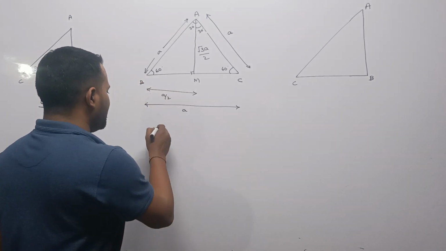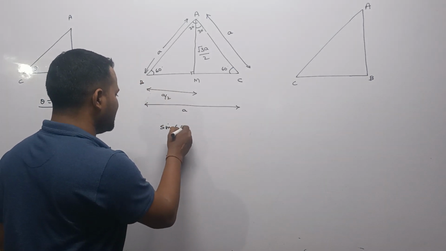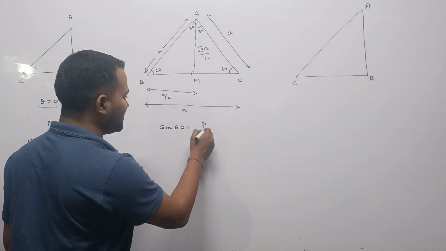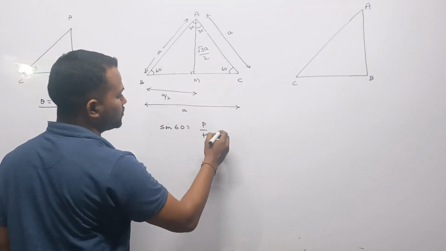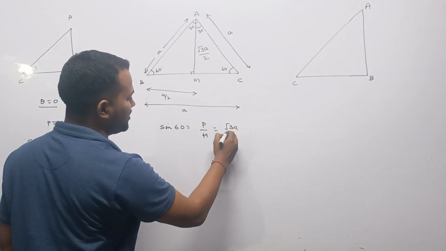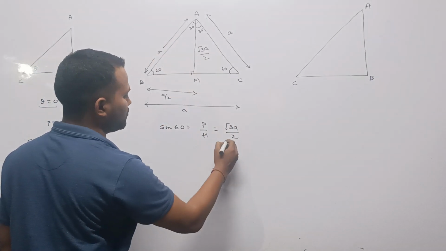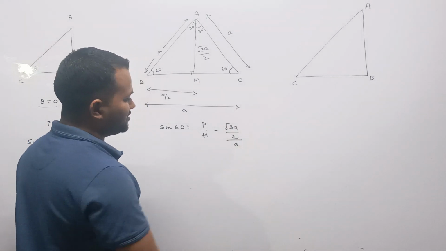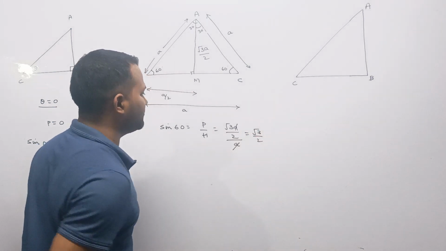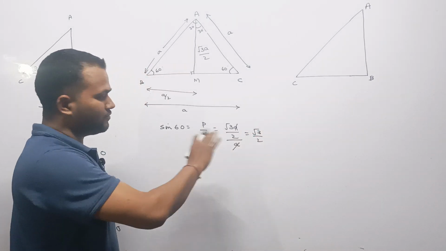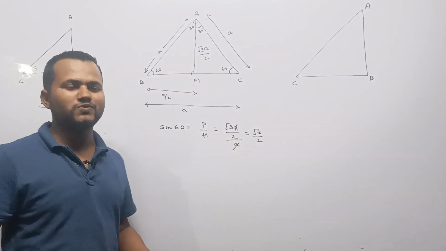Now moving to the values of 60 degrees for different T ratios. Let's say we want to find the value of sine 60 degrees. Sine 60 degrees is equal to P by H, and for this 60 degrees the perpendicular will be root 3A by 2 and the hypotenuse will be A. We divide by A, this A will be cancelled out, and the resulting value will be root 3 by 2. That's why the value of sine 60 degrees is equal to root 3 by 2.